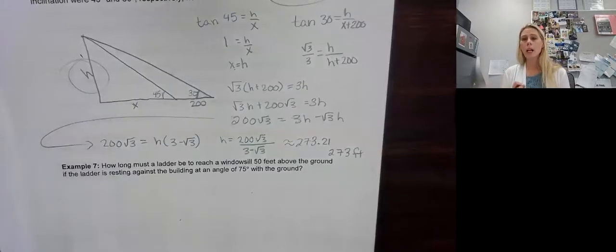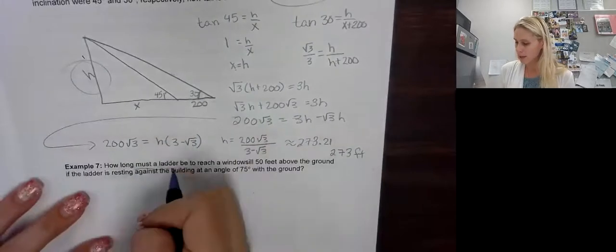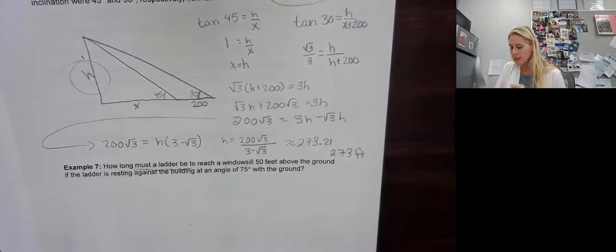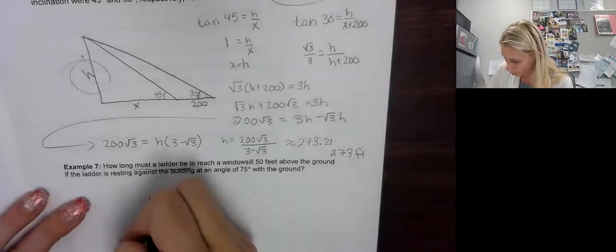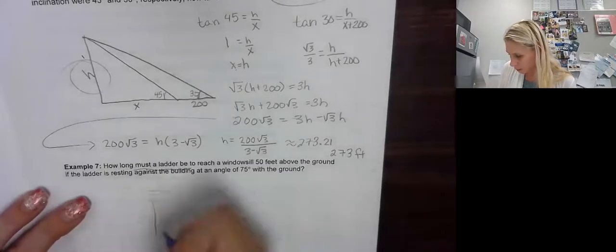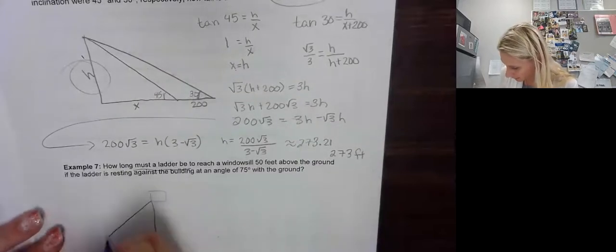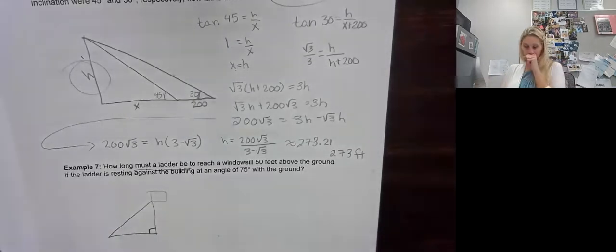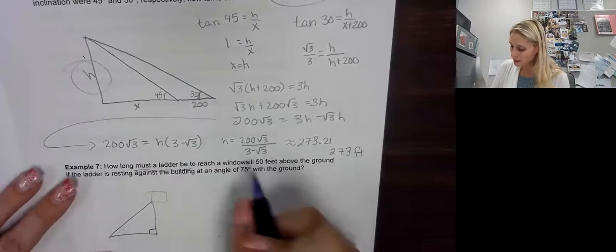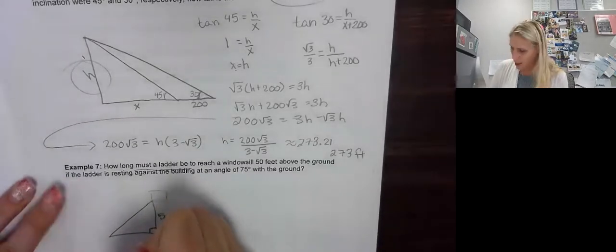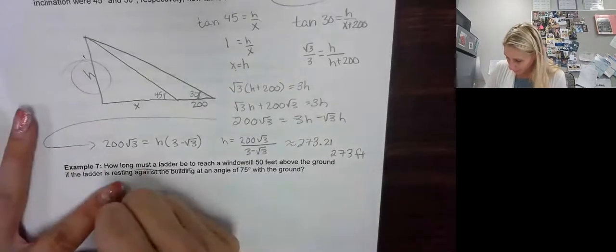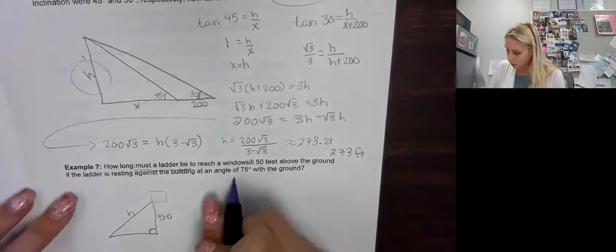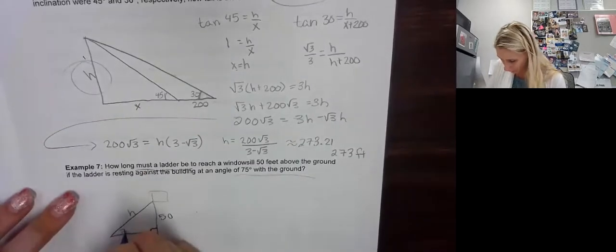Okay, one more. Be careful when it comes to drawing things out and putting your measurements in the correct place, okay? How long must the ladder, so we're solving for the ladder, be to reach a windowsill 50 feet above the ground? Okay, so we have our window. We have a ladder that's leaning against it. Hopefully our house is constructed really well, and that's a 90 degree. Excuse me. The windowsill is 50 feet above the ground. The ladder is what we're trying to find. And the angle with the ground, so that's the angle of elevation, is 75.